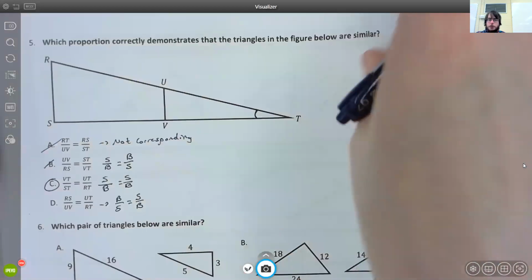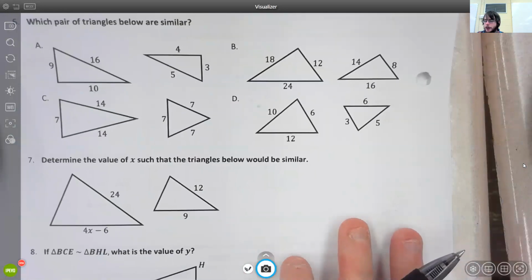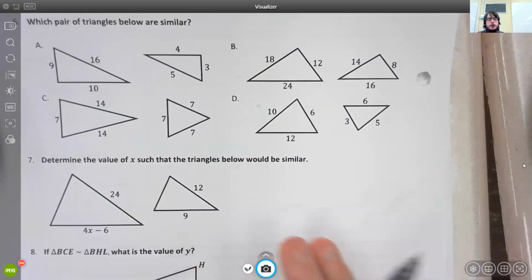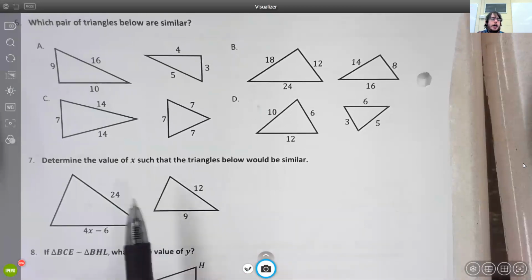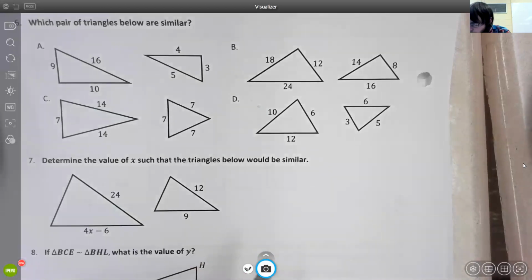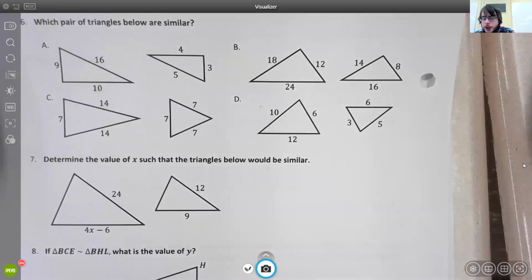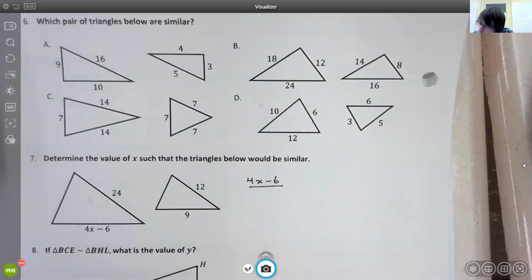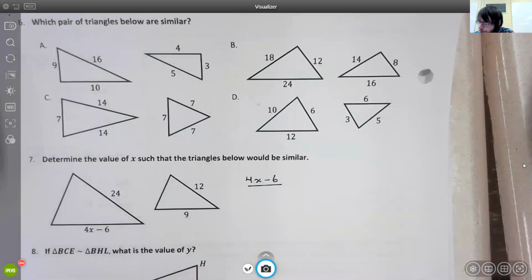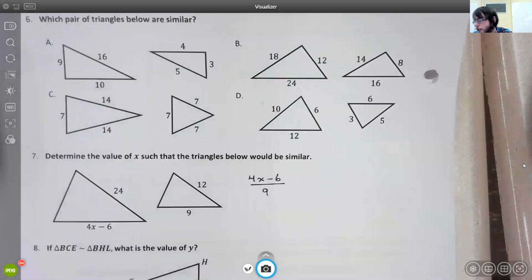All right, now let's look at number 7. Number 7 says to determine the value of X such that the triangles below would be similar. So you're trying to determine X, and with that, you need to set up a ratio. You need to set up a proportion in order to determine what the value of X is. So I always like to start with X on the top of the first fraction. So 4X minus 6 corresponds with the 9. So 4X minus 6 goes over 9.